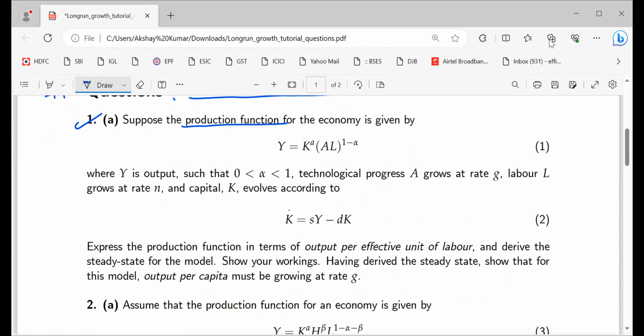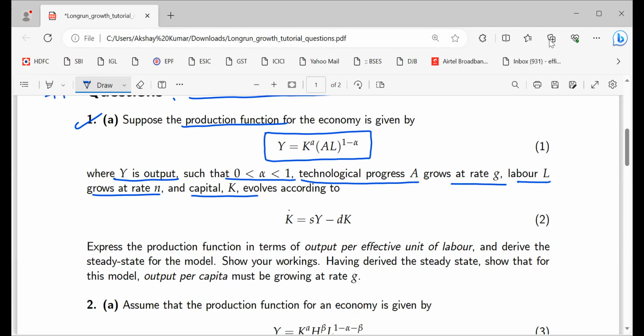Suppose the production function for the economy is given by Y = K^α (AL)^(1−α), where Y denotes the output, α, which lies between 0 and 1, denotes the share of capital and 1−α the share of effective labor in producing the output. A denotes the technological progress, which grows at the rate g. The labor grows at the rate n, and capital evolves according to this equation. So sY denotes the savings, δ denotes the rate of depreciation, and δK denotes the amount of capital which has been depreciated.